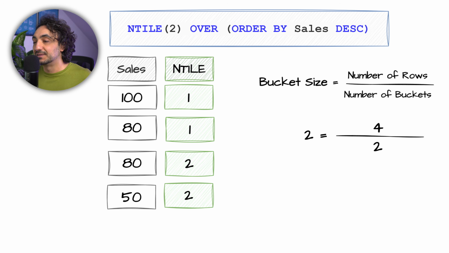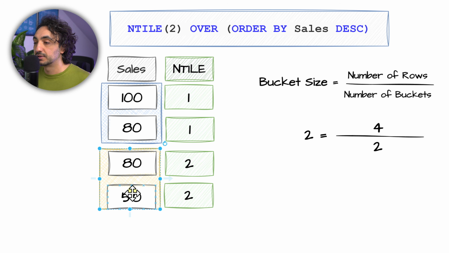So as you can see, it's very simple. We have just assigned our sales, based on the sorting of course, into 2 buckets. These 2 sales belong to bucket number 1 and the other 2 belong to bucket number 2. Very easy and very straightforward, because we are dividing even numbers and we got perfectly sized buckets.